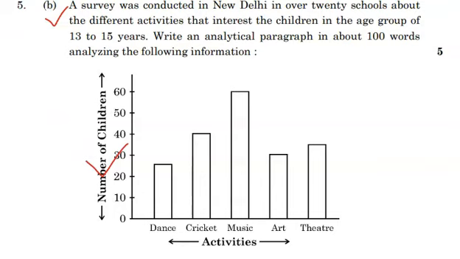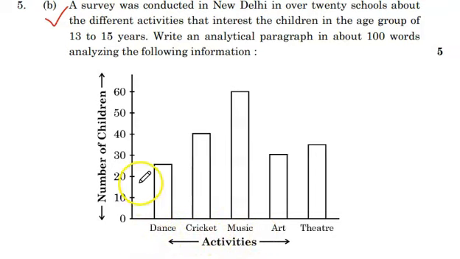So this data that you can see, given number of children. So according to the question, a survey is conducted in New Delhi in over 20 schools about the different activities that interest the children in the age group of 13 to 15 years. So your starting line will be this. I will show you the answer. Okay, but what you need to do is to learn the analysis part.